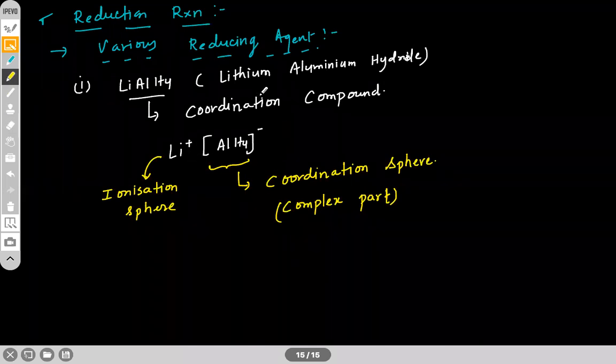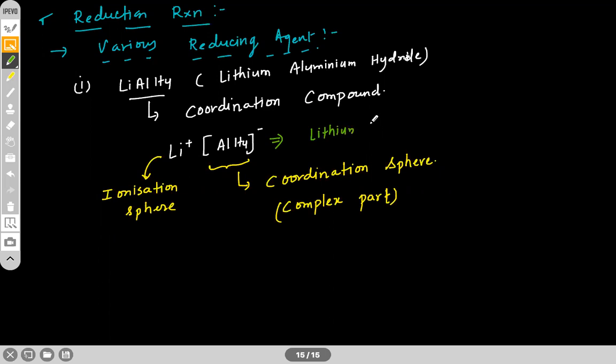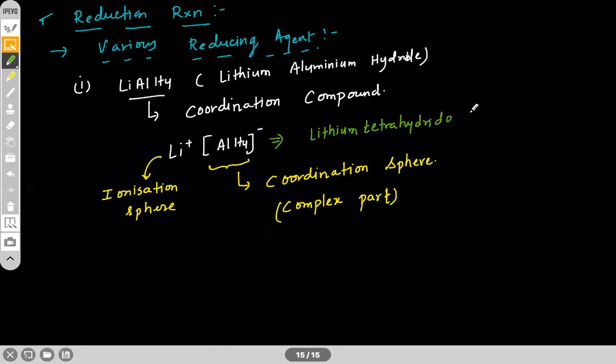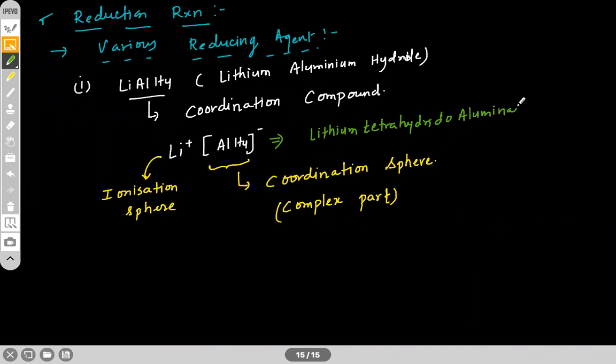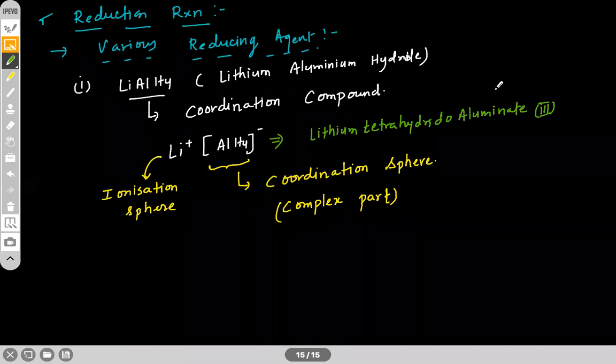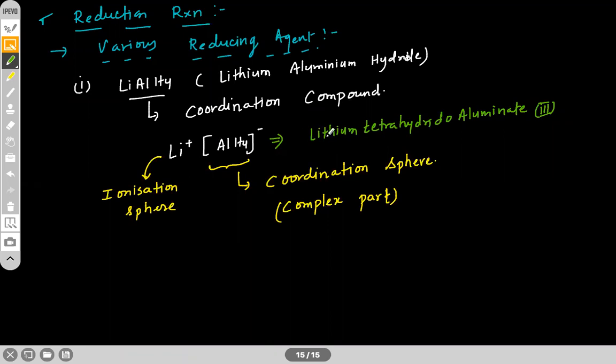So LiAlH4 is a coordination compound, complex compound, and its IUPAC name is lithium tetrahydridoaluminate. See, this number is the oxidation state of the metal. To write the IUPAC nomenclature of these compounds, again we have certain rules. Those rules we'll discuss in that particular chapter. Like we have IUPAC nomenclature of normal organic compounds, for this also we have the same nomenclature, correct? Now, this is the reagent we have, the strong reducing agent.